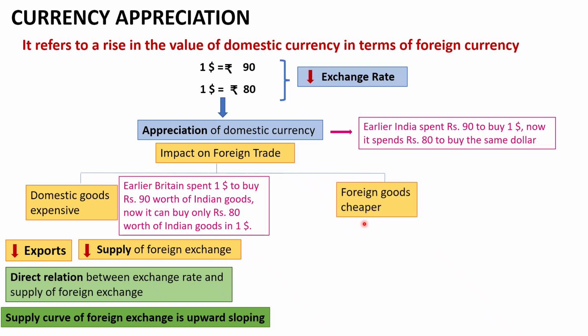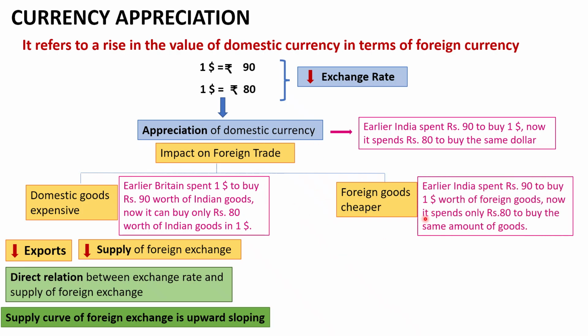Foreign goods become cheaper due to appreciation of domestic currency. Earlier, India spent 90 rupees to buy $1 worth of foreign goods. Now, India spends only 80 rupees to buy $1 worth of goods. So, that means India's imports will rise since foreign goods have become cheaper.